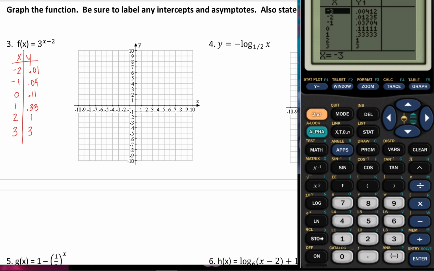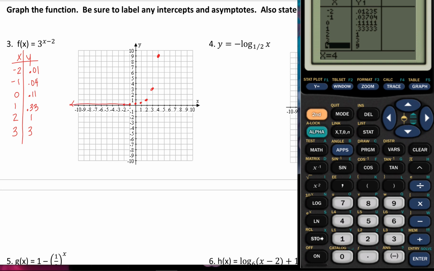All right, so I'm going to plot those points. So negative 2, 0.01. So it's practically on the line, but not quite on the line. Negative 1 is 0.04, so just a little bit more. 0 is 0.11. Again, all of these are really close to the line, but not quite on. 1 is 0.33, 2 is 1, 3 is 3. And to make sure, I'm going to look for one more. 4 is 9.